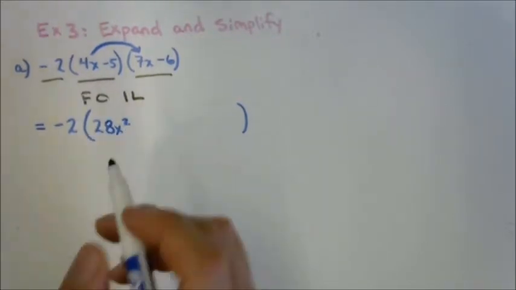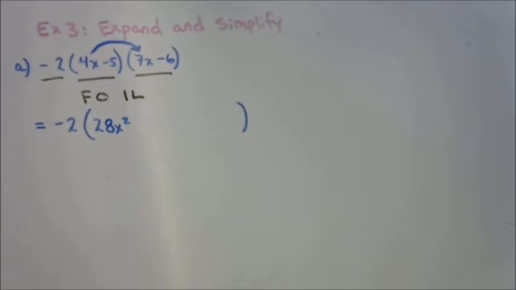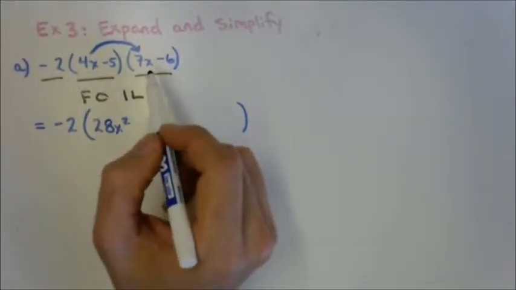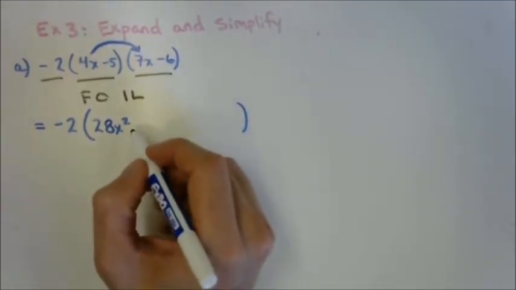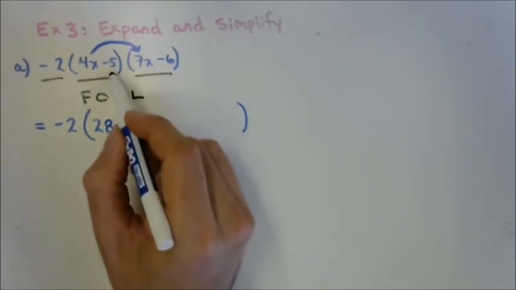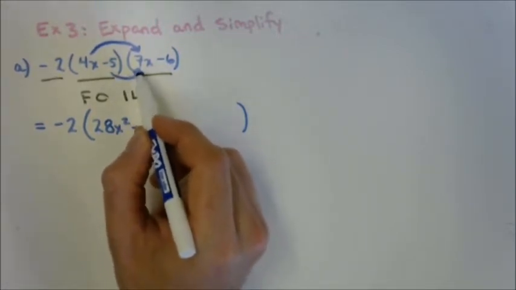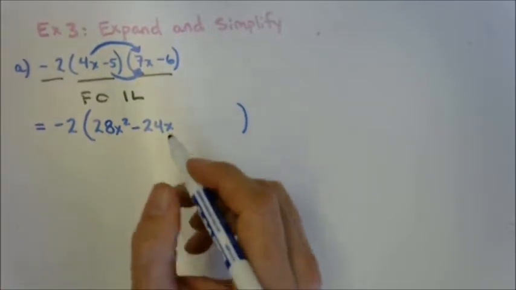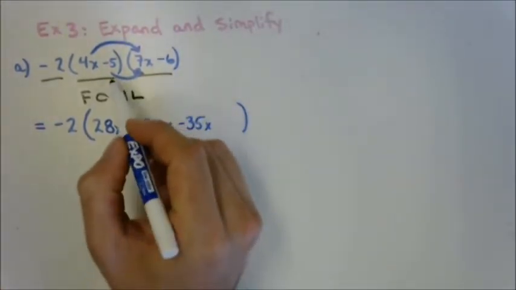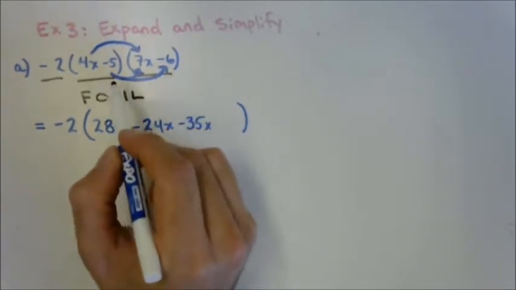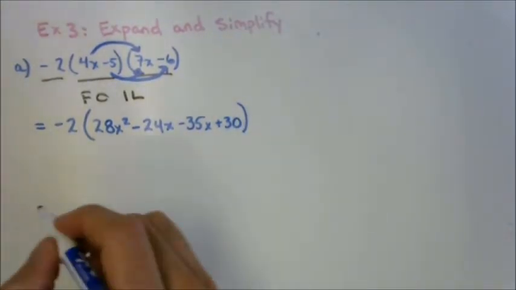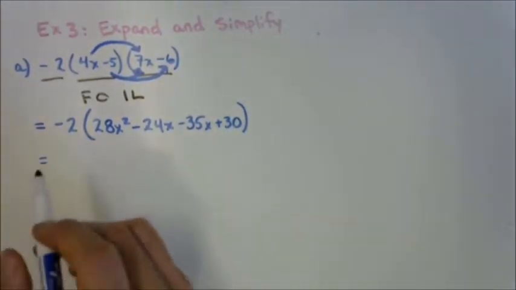28x squared. If you call out an answer, then don't call out an answer on the next one so that somebody new has to call out every single time. Outside times outside is 4x times negative 6. Negative 24x. Inside times inside, that's negative 5 times 7x. Negative 35x. And then last times last is negative 5 times negative 6. Positive 30. Good.